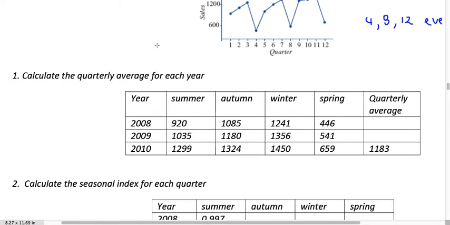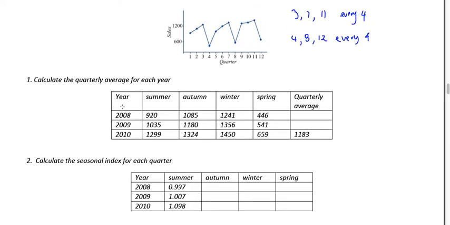Okay, so let's calculate, first of all, the quarterly averages. We need to do that first. So we've already done this for 2010. That's the same data that we had above in that first example. So now we're doing this for the previous 2 years. So for 2008, let's add up 920 plus 1085 plus 1241 plus 446. What we should get, and you divide that by 4, is 923. Let's do the same for 2009. Add up these 4 values here and divide by 4.